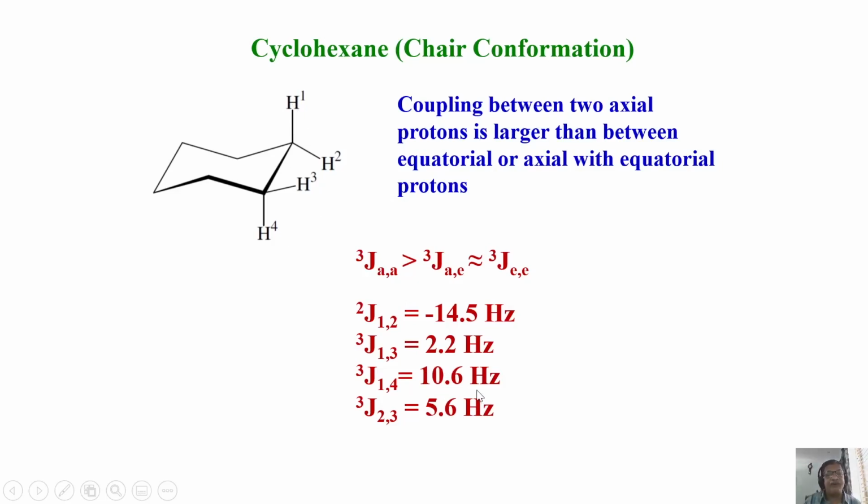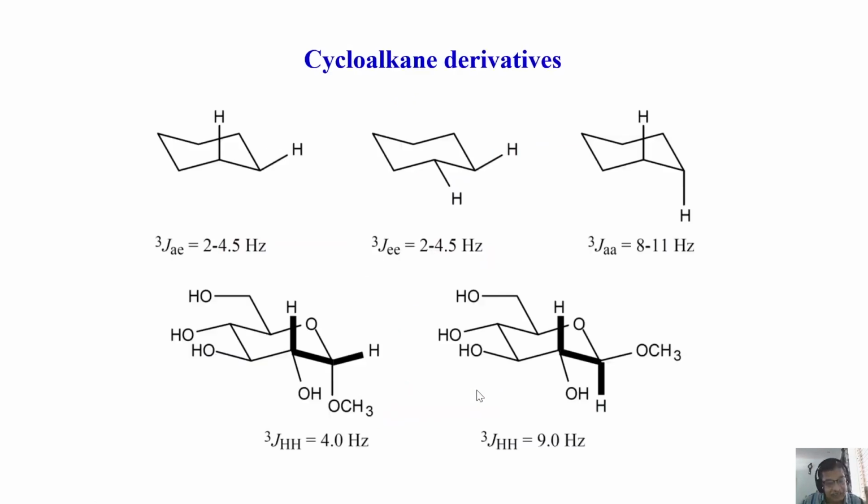So this coupling information, the strength of coupling, can give an idea about the type of conformations in cyclohexanes also. The same is true even in cyclohexane derivatives. Look at this molecule. If I take this one, the axial to equatorial coupling is about 2 to 4.5 hertz. Now in this molecule, on the other hand, it is 8 to 11 hertz. Most important, you see the 3-bond coupling for this structure, this is cis and this is trans. 3-bond cis coupling is 4 hertz, trans is 9 hertz. This can give you information about the conformation of cyclohexane derivatives also.